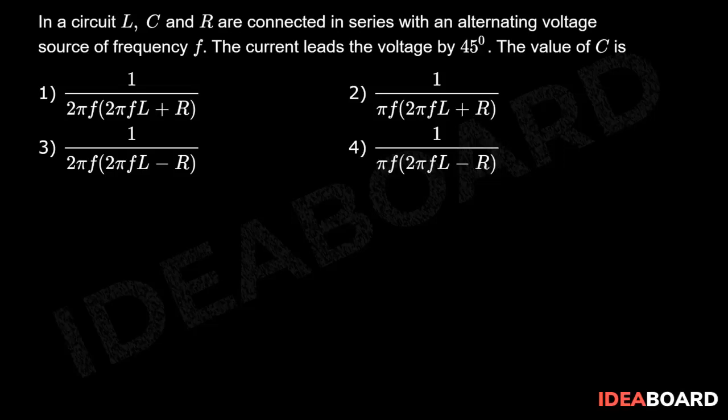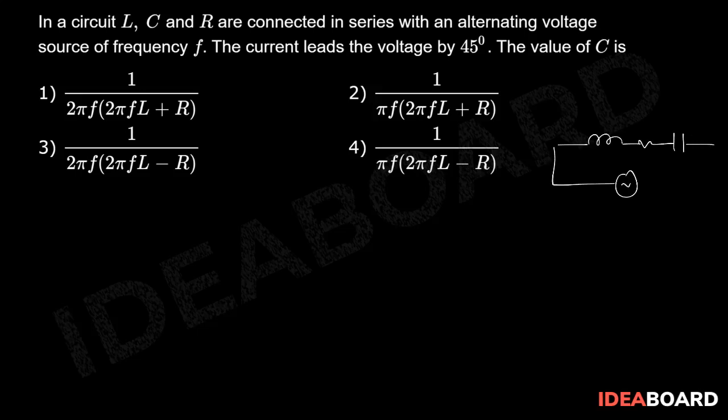In an LCR circuit connected in series with an alternating voltage source of frequency f, the current leads the voltage by 45 degrees. The value of C is? Now the information which is given: they say that all are in series. So this is an inductor, this is a resistor, and there is a capacitor.